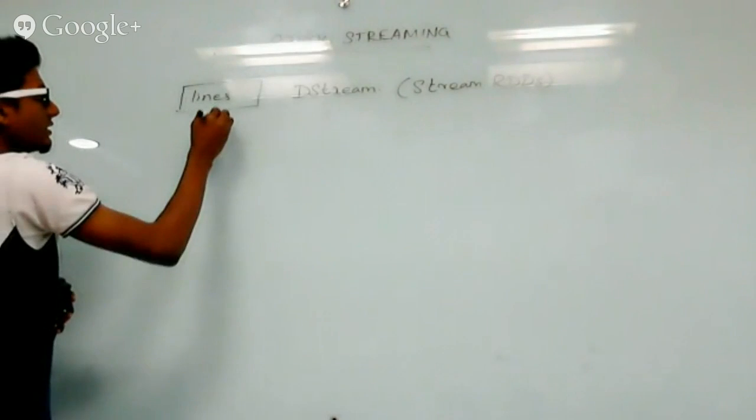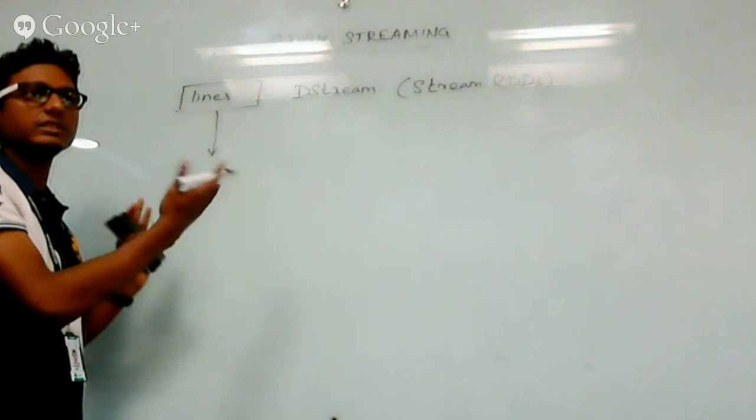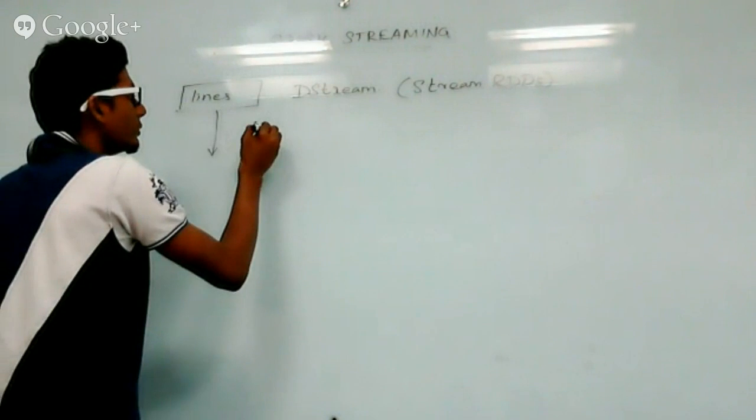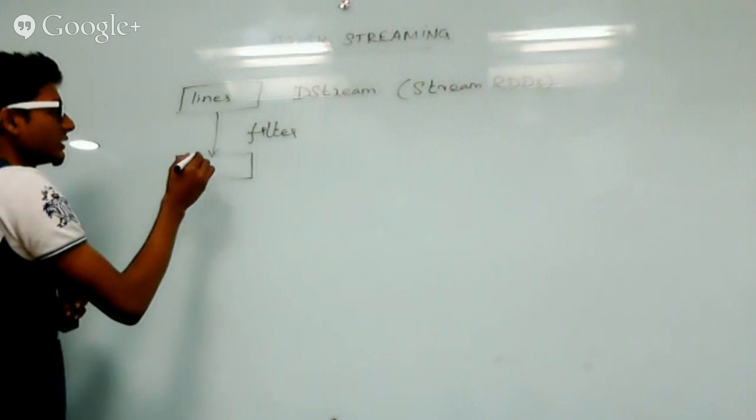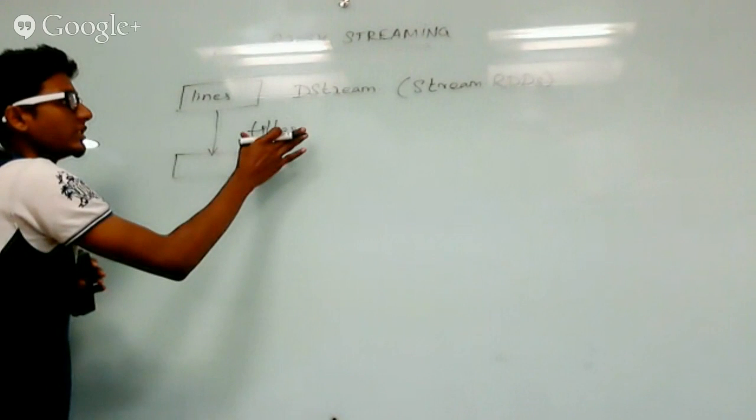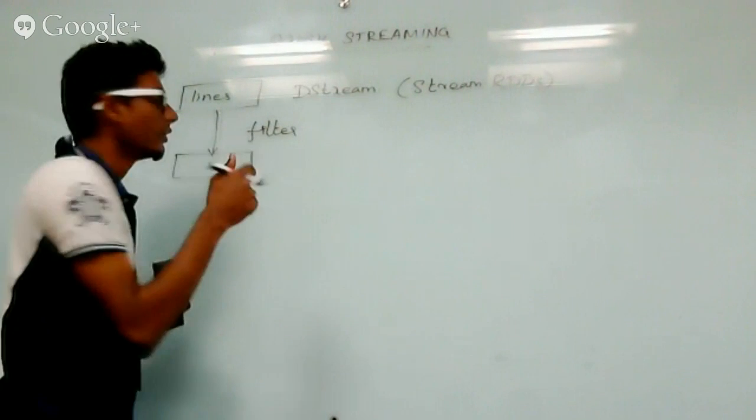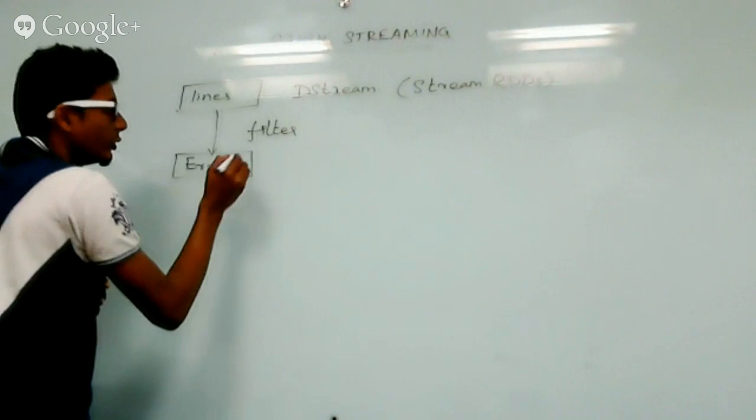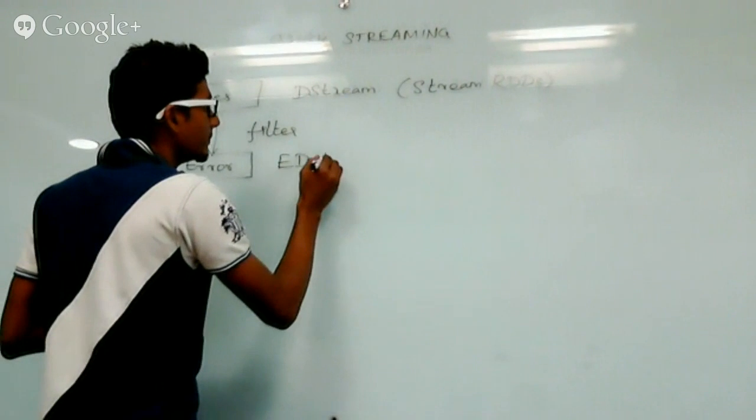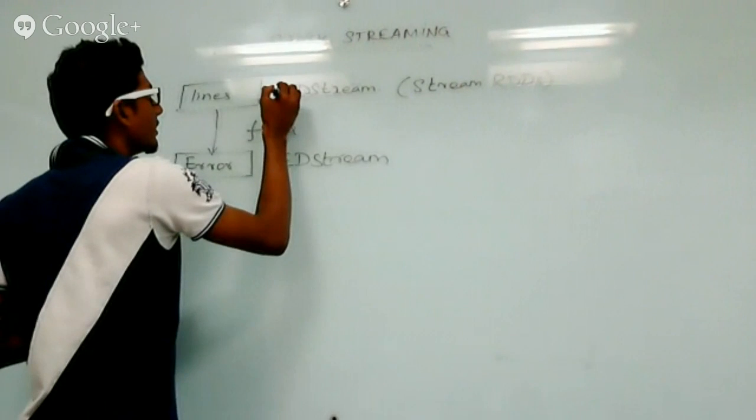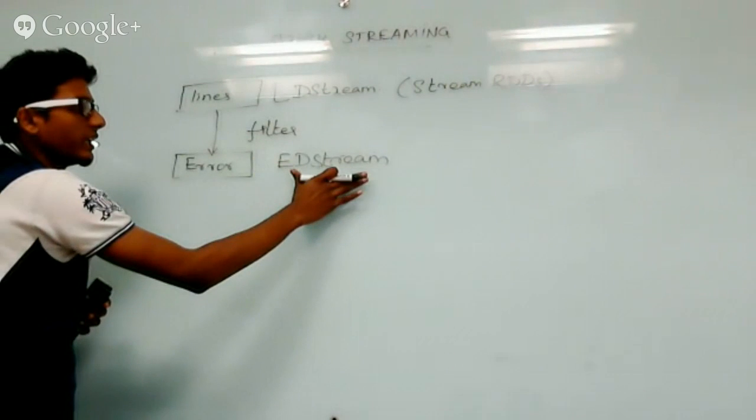From the lines DStream, we perform a filter operation. Filter is one kind of transformation. When we filter it, we keep only the DStream that has the name error, and you get a new DStream. Since the first one is the lines DStream, we can call it the L DStream, and after the filter transformation you get the E DStream.